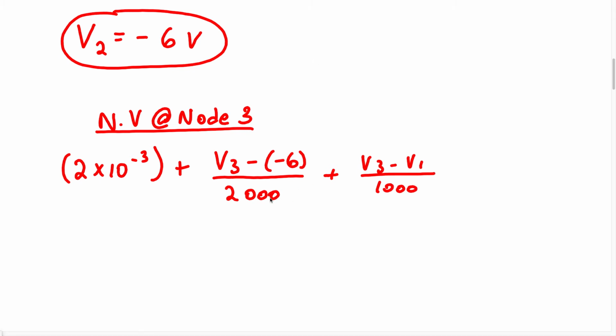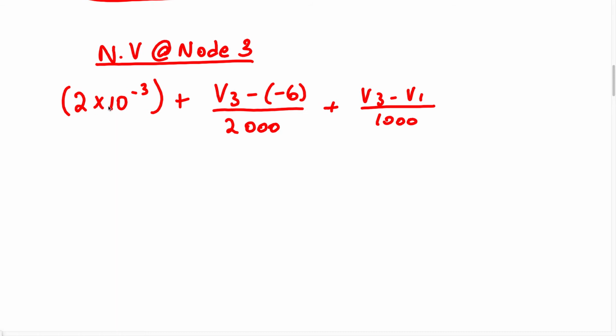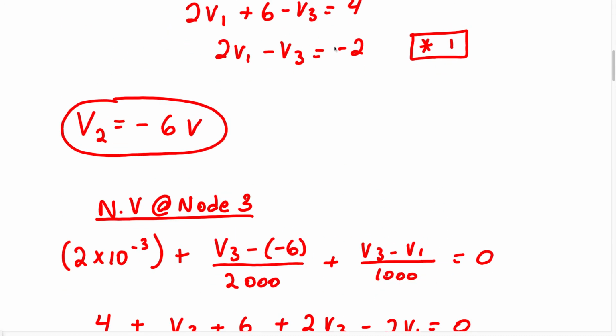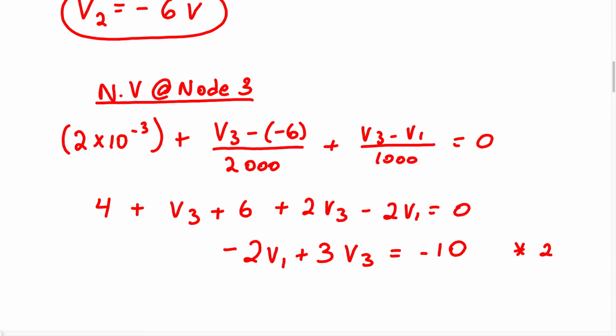We know the LCD is going to be 2000, so we're going to multiply each term by 2000. 2000 by the first term is going to give us 4 plus V3 plus 6 plus 2V3 minus 2V1 equals 0. Right? So when we start to simplify this now, we're going to get negative 2V1 plus 3V3 equals negative 10. Now when we look at this, we have two equations, right? Let me just label this as equation 2.